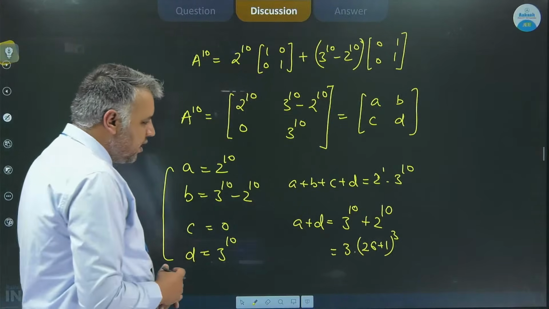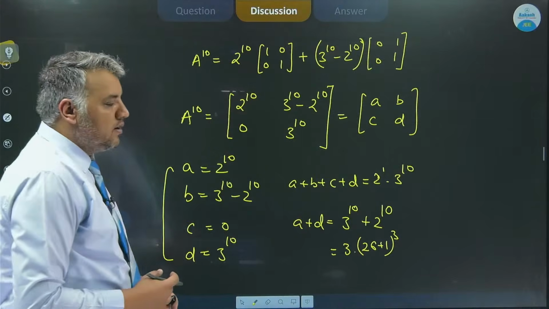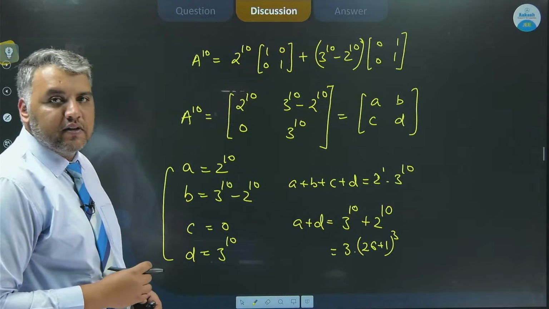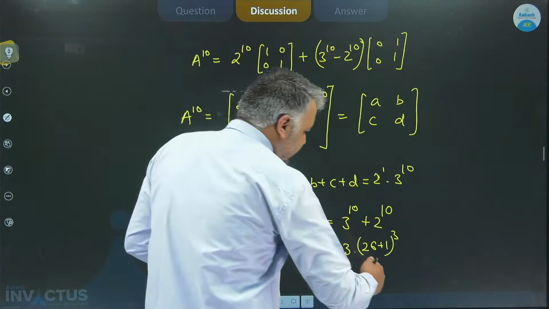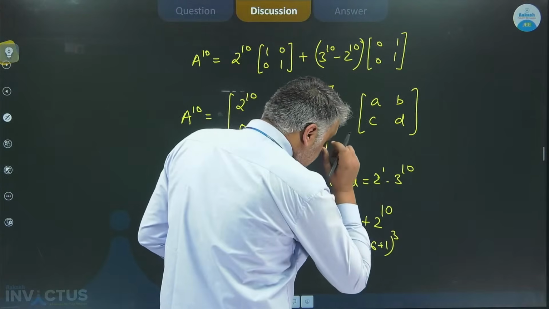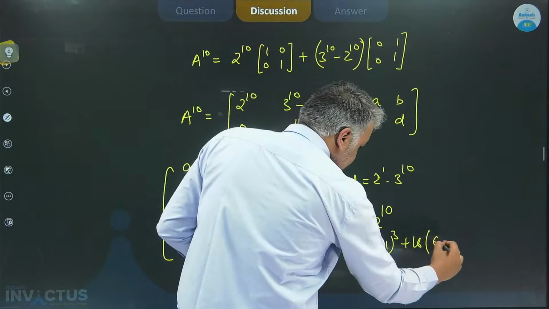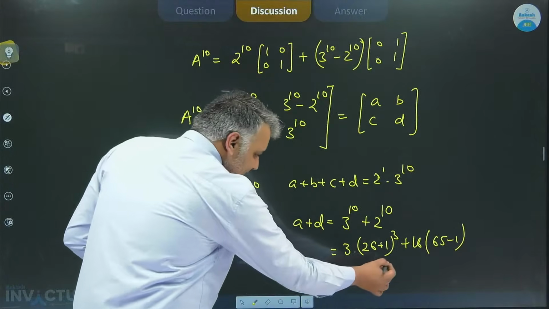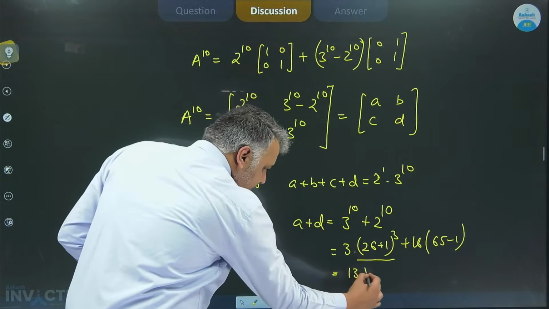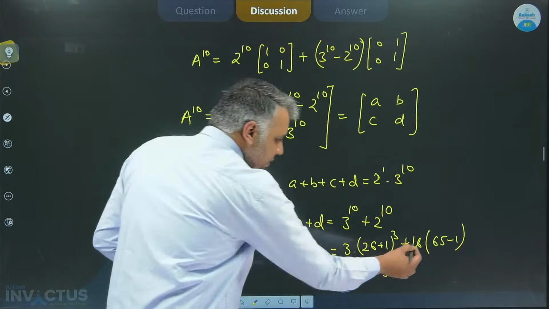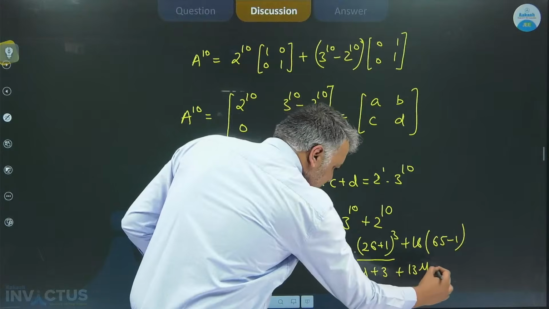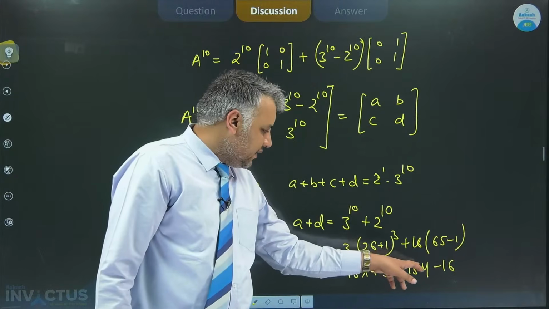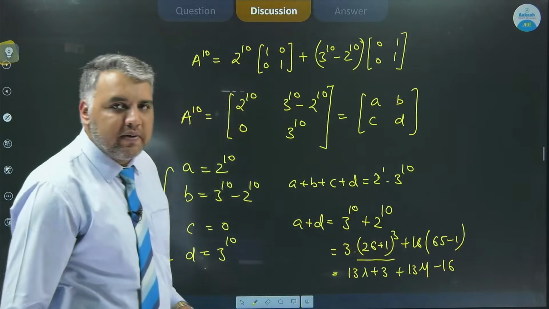27 whole cube remaining. And again we have to write 2 power 10 in the form of a multiple of 16. So that will be 64 plus 1. 65 is a multiple of 16. So we have to write it as 16 times 65 minus 1. We can write it like this. So from here we'll get a multiple of 13 plus 3, and from here we'll get a multiple of 13 minus 16. So finally you can see that 13 lambda, 13 mu and minus 13. Finally this will be a multiple of 13.